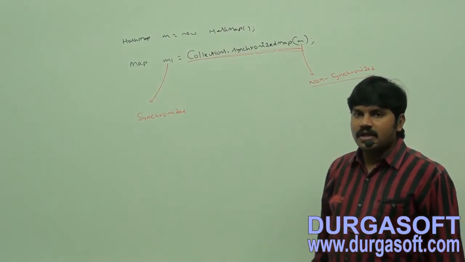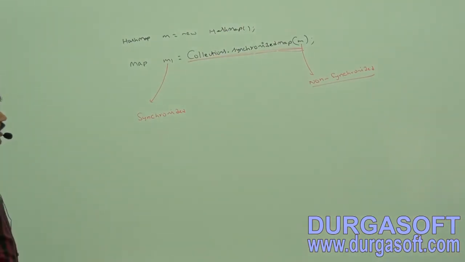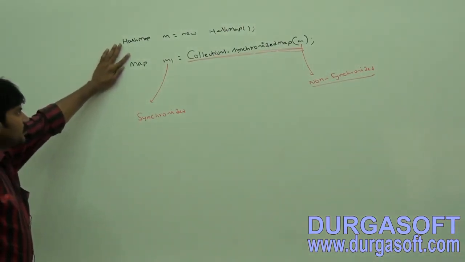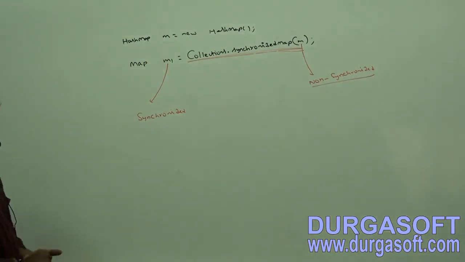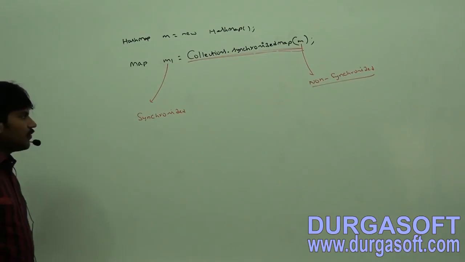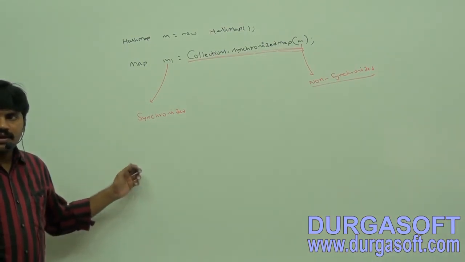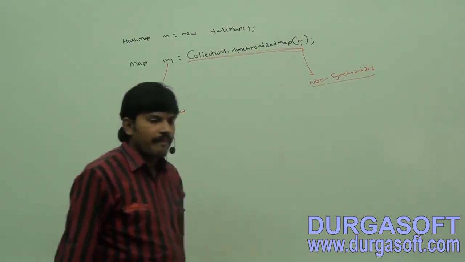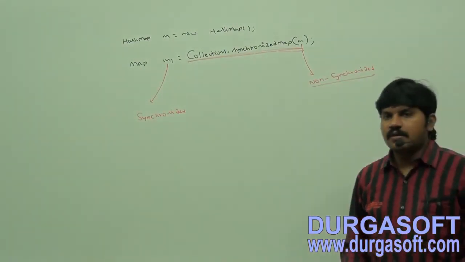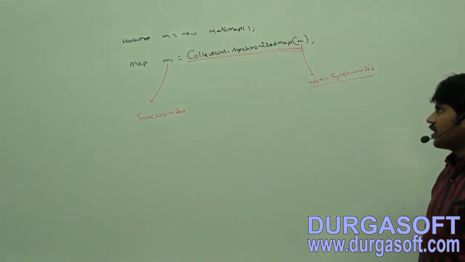HashMap m = new HashMap. Next, Map m1 = Collections.synchronizedMap(m). So m1 is synchronized, and m is non-synchronized. Make sure you know how to get a synchronized version of a HashMap object, right?